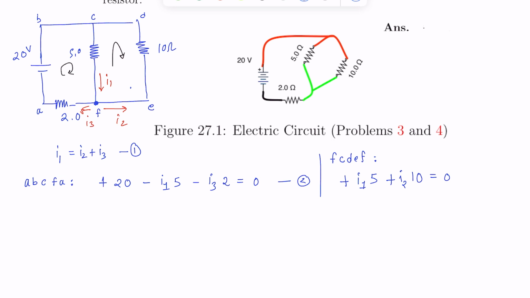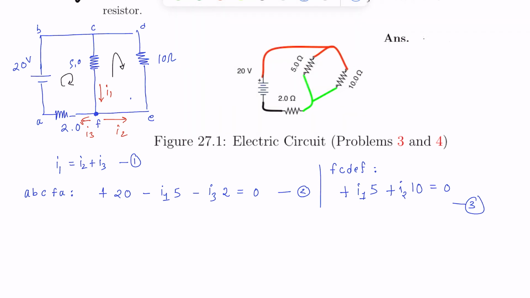So you've got this as equation number 3. Now you can take another loop like this, the bigger one, but it's not necessary here. The reason it's not necessary is you have 3 equations and 3 unknowns. It's perfectly fine at this point to solve for these 3 unknowns, which are I1, I2 and I3.